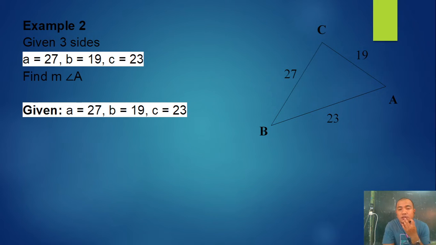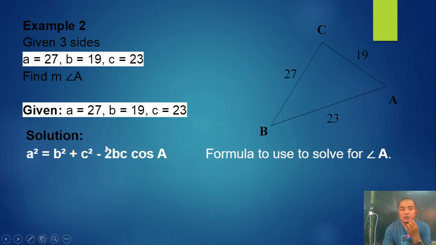Another example. Given three sides. Sides are 27, 23, and 19. So this means 27 is A, 19 is B, 23 is C. Let us solve for the three angles using the law of cosines. Let us solve for cosine A. You can also use a formula for cosine A like this. I think you can derive it, but we can also just substitute.